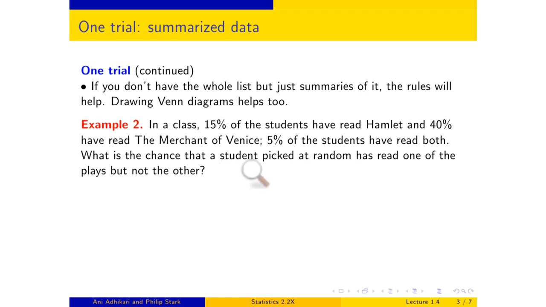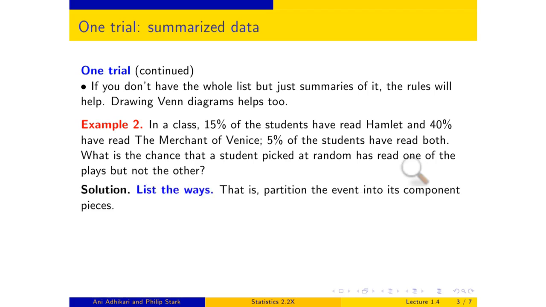So what I'm going to do is pick a student at random, a student, one trial. And the question I'm asking is, what is the chance that this student has read one of the plays but not the other? Exactly one, not 0, not 2. So what do I do? Well, if I had the list of all the students with the list of the plays that they had read, I would simply count, but I don't have that.